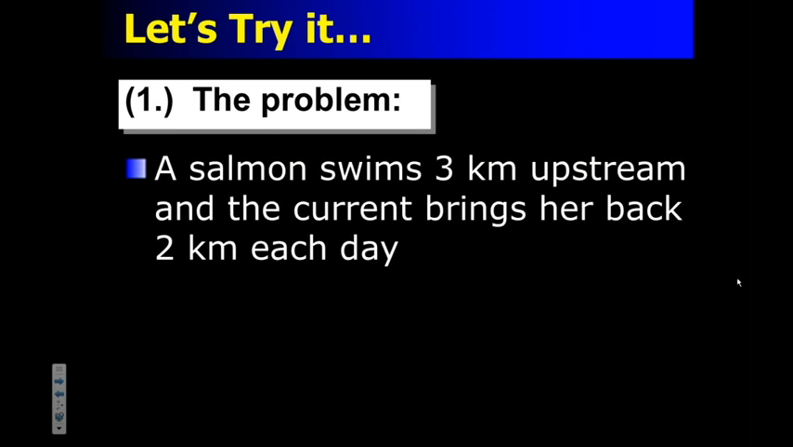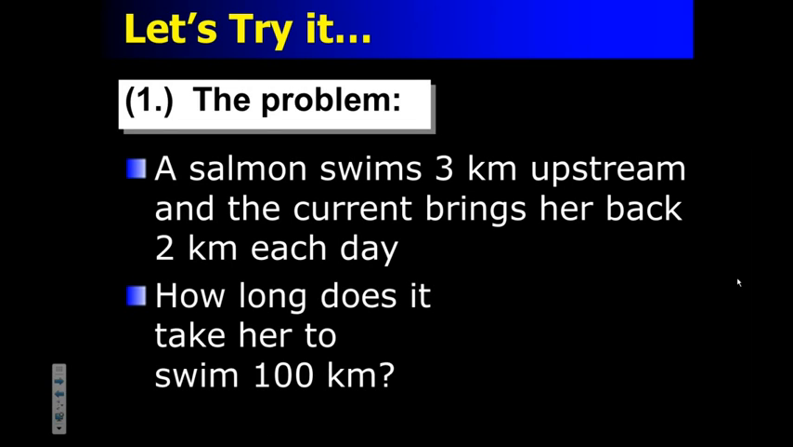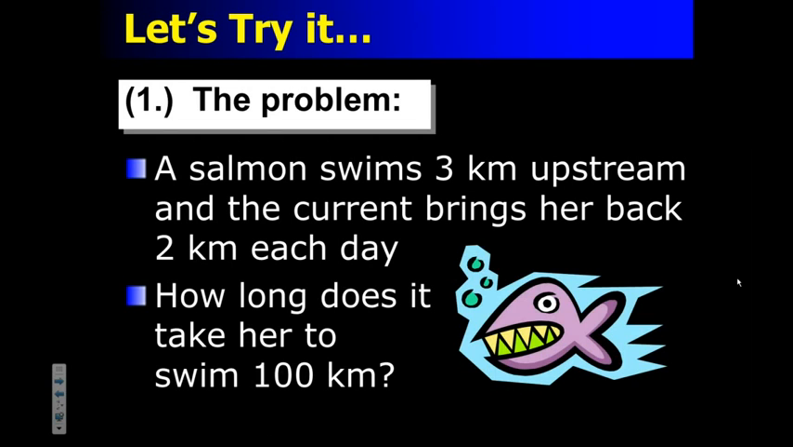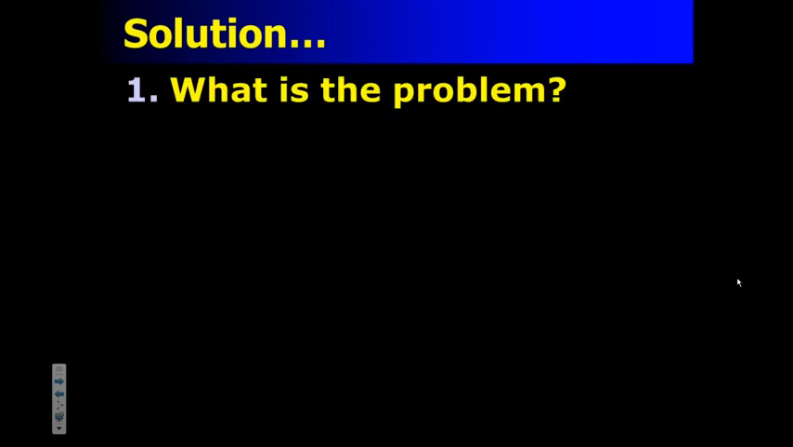So a salmon swims 3 kilometers upstream, and the current brings her back 2 kilometers each day. How long would it take the salmon to swim 100 kilometers? It's kind of a mathy type question, but let's break it down step by step. So here's the thing. In step 1, this problem is very ambiguous.